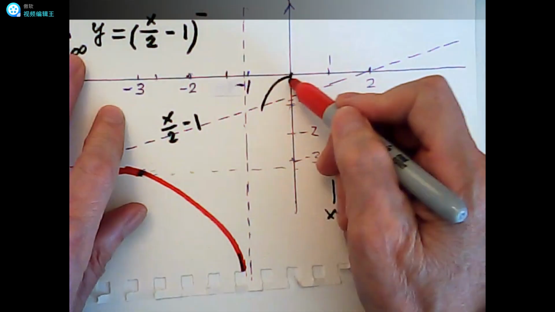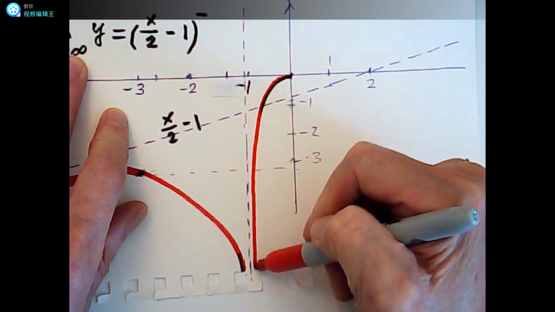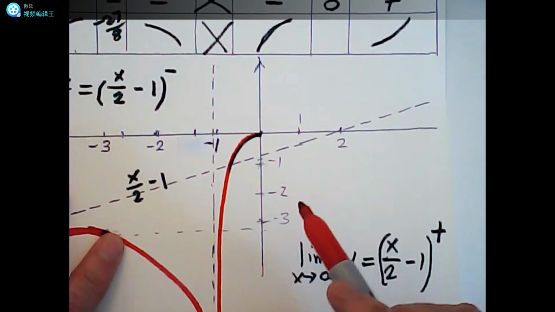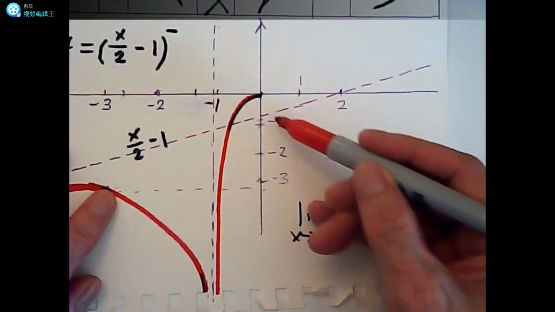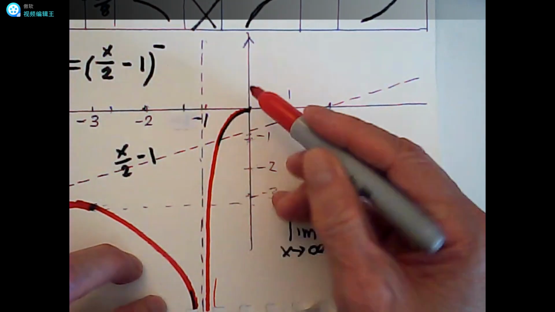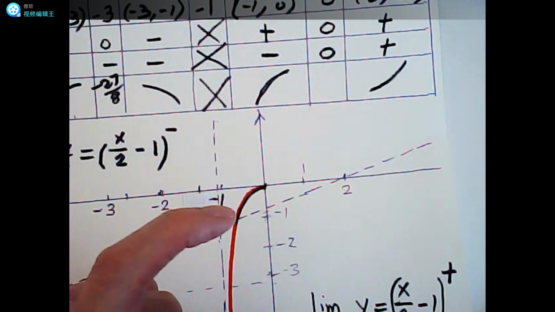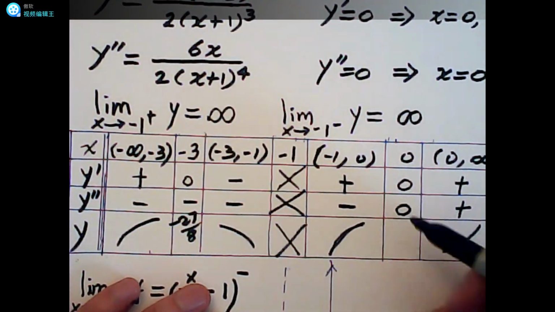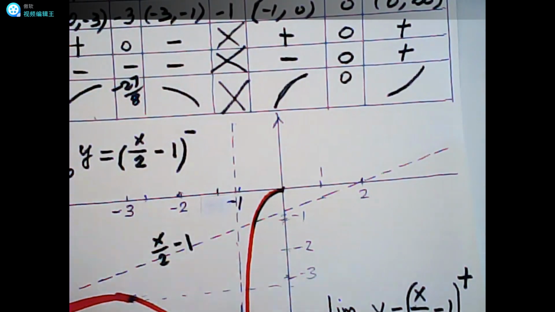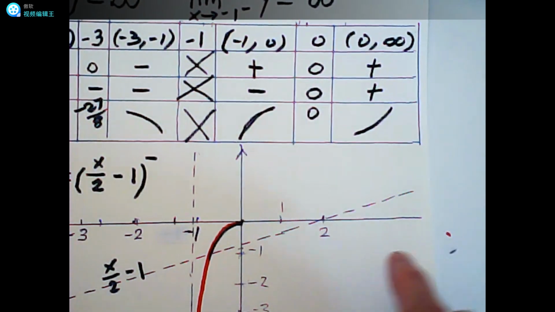Let me use the red one. Because when x approaches -1 from the right, it's infinity. And the shape is this. And at 0, y is 0, right? And after that, from 0 to infinity, this is the shape.